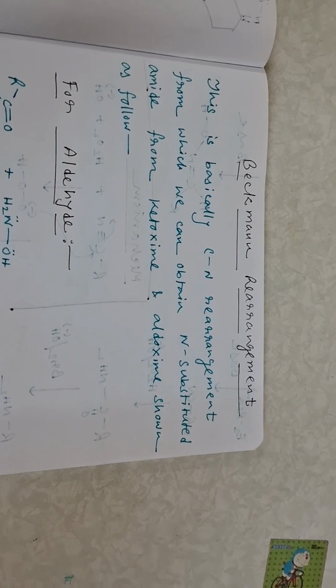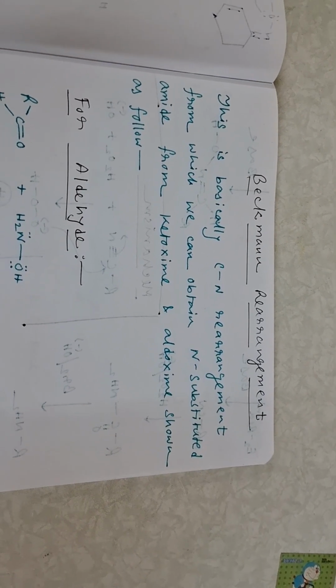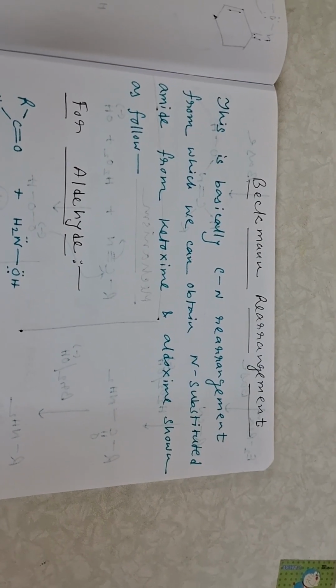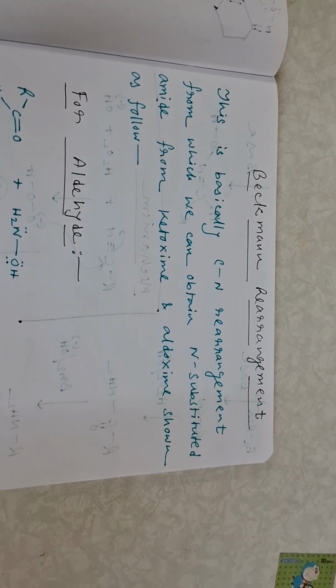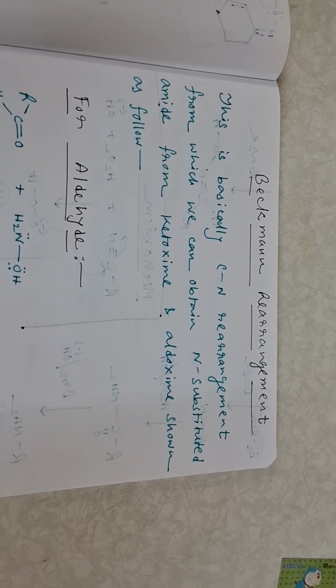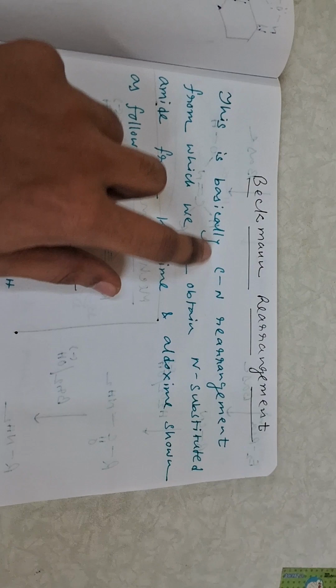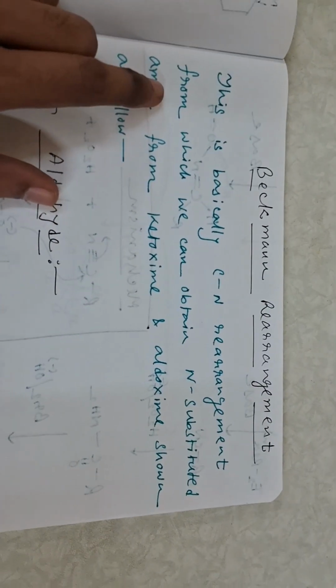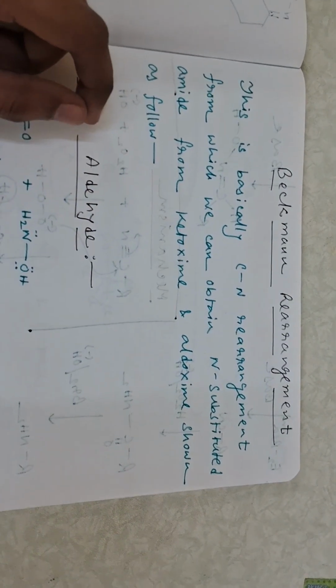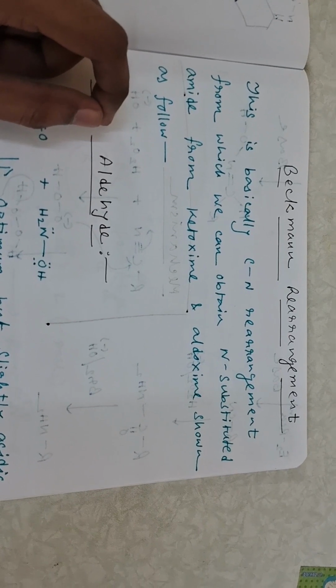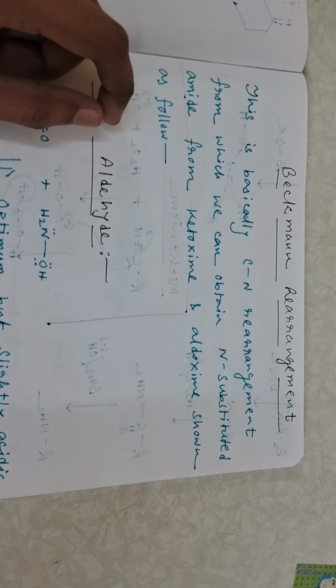So today in this video I have shown you another rearrangement which is known as Beckmann rearrangement. First of all, this is basically a C to N rearrangement, from which we can obtain N-substituted amide from ketoxime and aldoxime respectively.